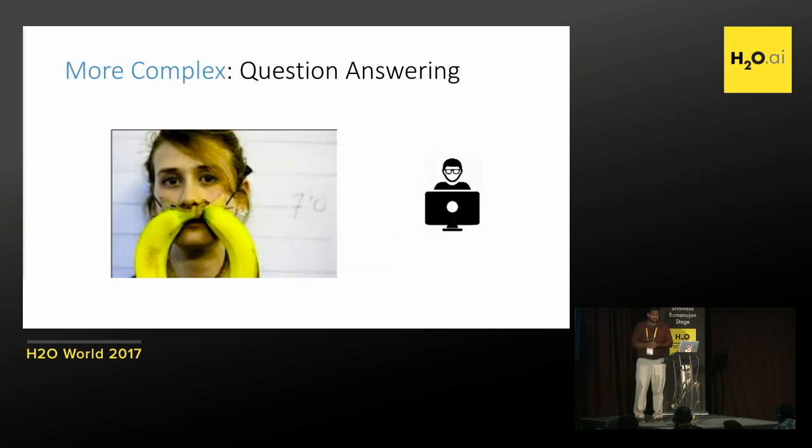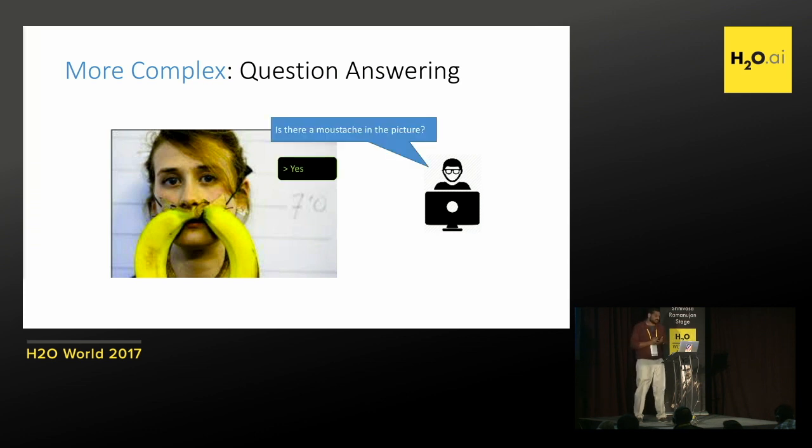This is an example of a more complex task known as visual question answering. And the idea here is that you're given an image, even if it's a really strange image of a woman with bananas strapped to her face, who looks like she is taller than 7 feet from what I can tell. But anyway, you give this image to a machine learning agent, and it has never seen this image before. And then you can ask it questions like, is there a mustache in this picture? And now you might argue yes or no.